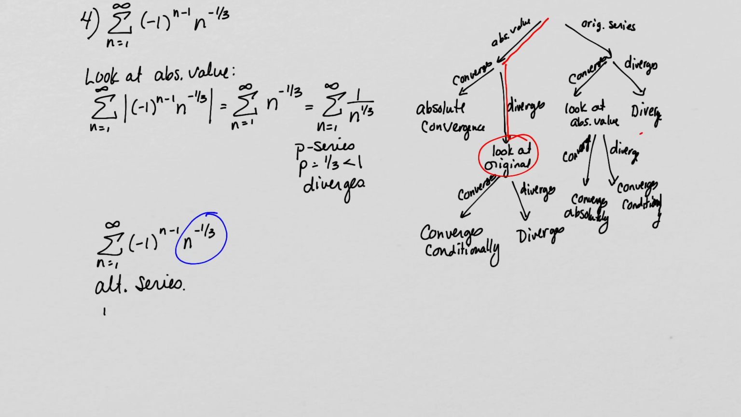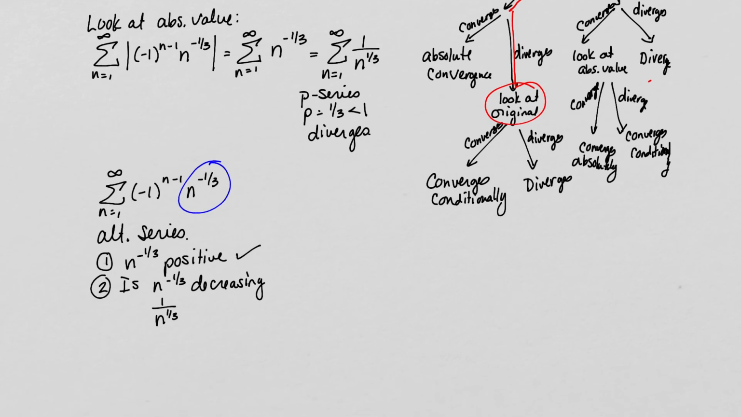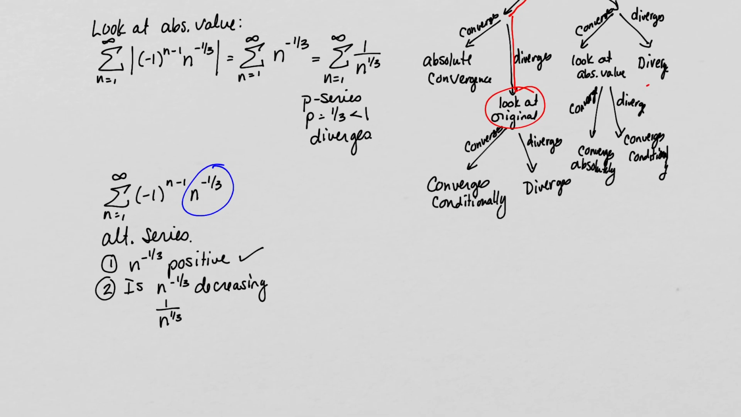And we have to ask ourselves first, is n to the negative 1/3 positive? Well, n are positive numbers, so if I take a positive number and raise it to the negative 1/3 power, it's still going to be positive. Is n to the negative 1/3 decreasing? This is 1 over n to the 1/3, and as n gets bigger, those numbers keep getting smaller and smaller. So yeah, it's decreasing.